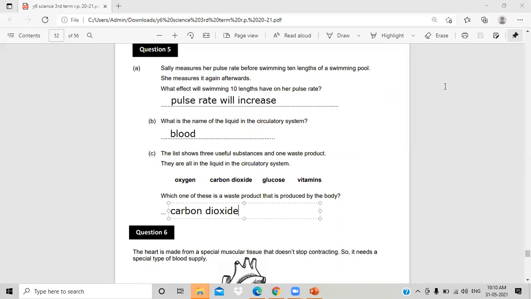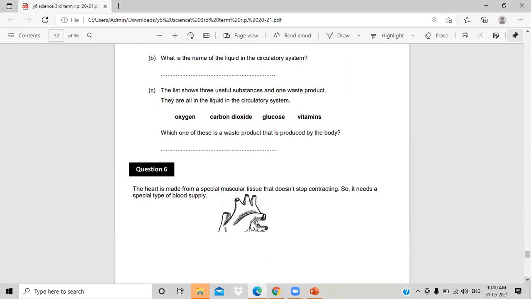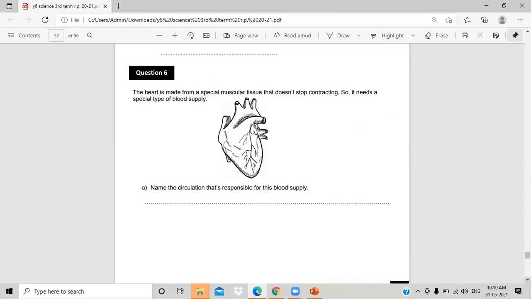All right. Now let's move to the next question. The heart is made of a special muscular tissue that doesn't stop contracting, so it needs a special type of blood supply. This is the last thing that I said in the PowerPoint. Anyone remembers what is the name of the blood supply or the circulation?